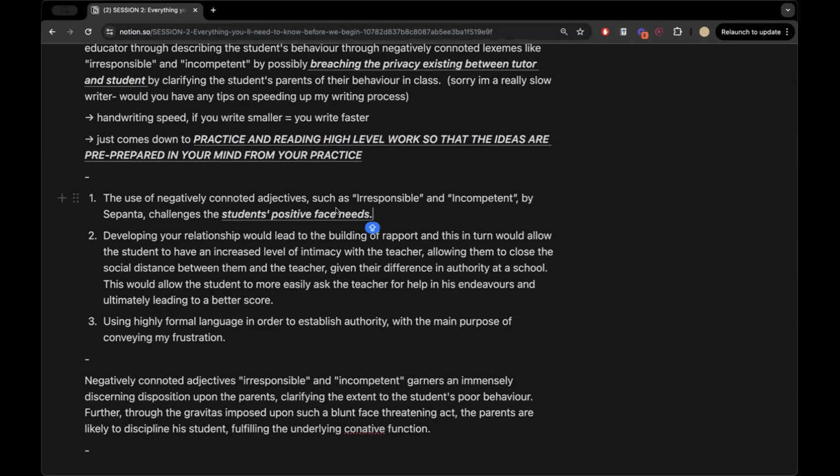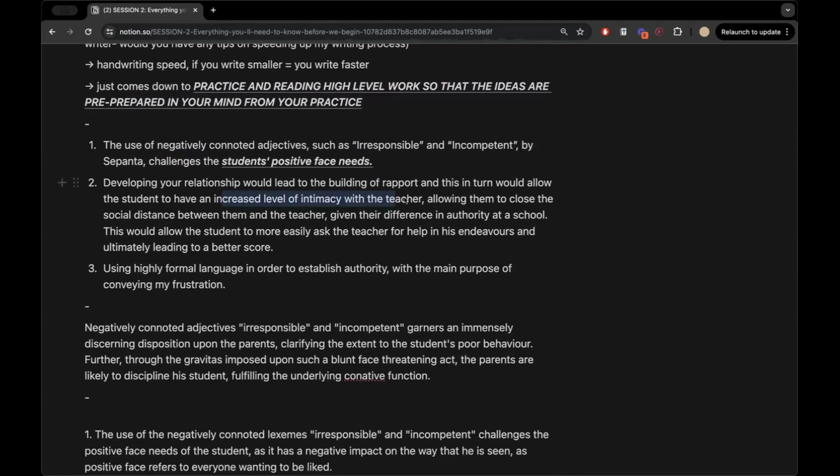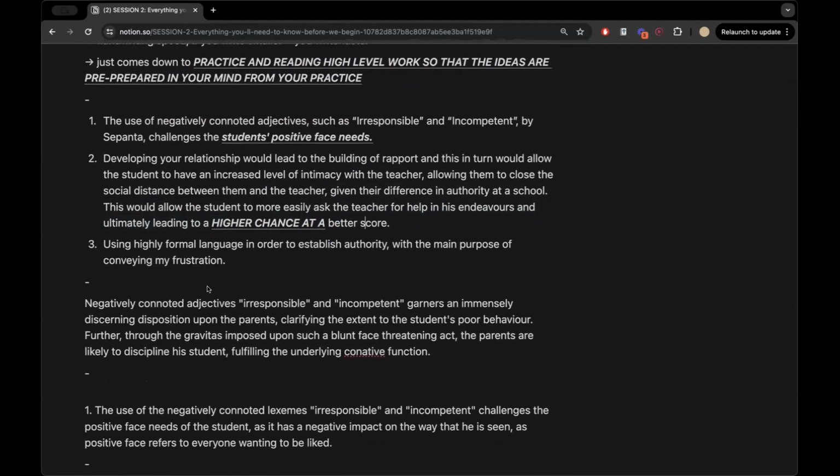And that is what takes you to that level. Developing your relationship will lead to the building of rapport, nice, close social distance, authority. Yes, incredible. Ultimately leading to a higher chance at a better school or something of the sort here. It doesn't guarantee a better school, so you've got to be careful.